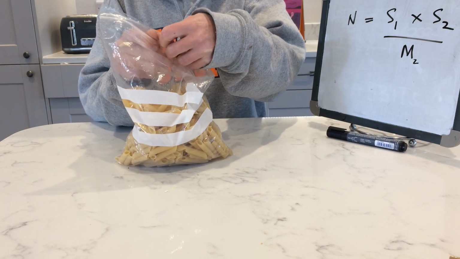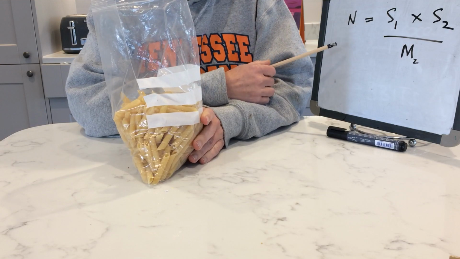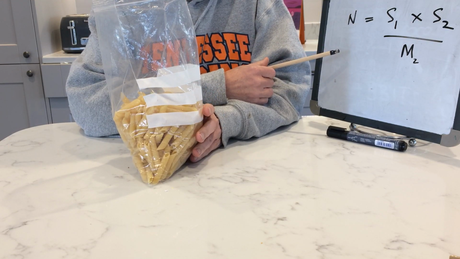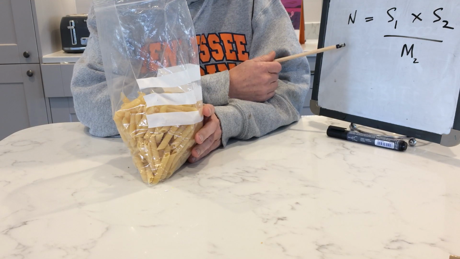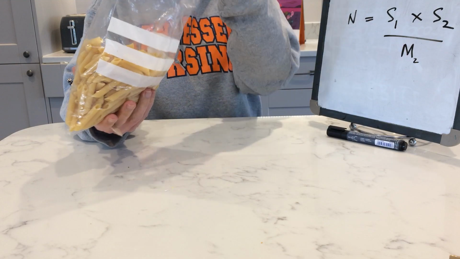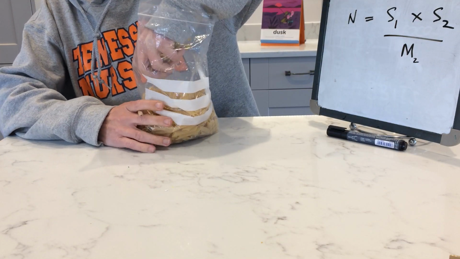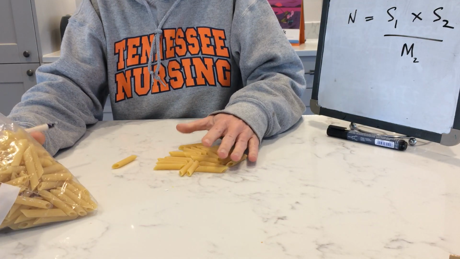Okay, so what we're going to do is try and use this equation to estimate the size of this population. I haven't counted it beforehand, so I don't know what the population size is. So I'm going to use this to estimate it. So what I'm going to do is take a handful of pasta. Okay, so that's my first sample.